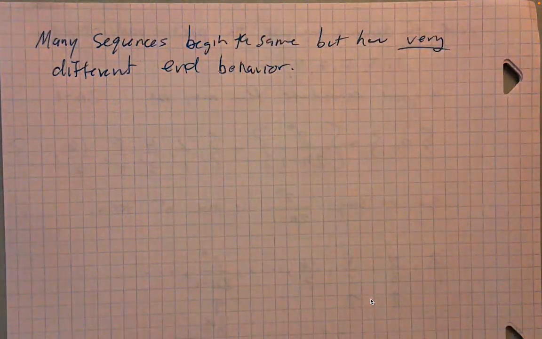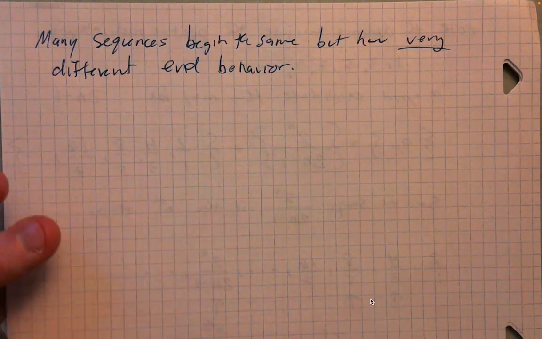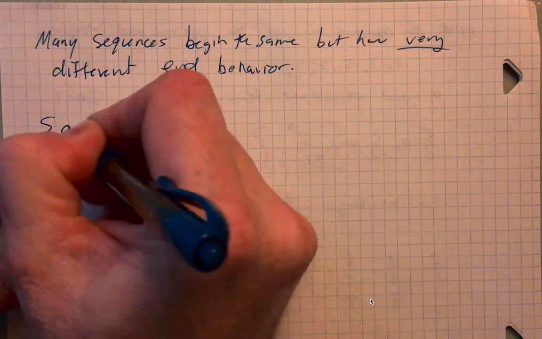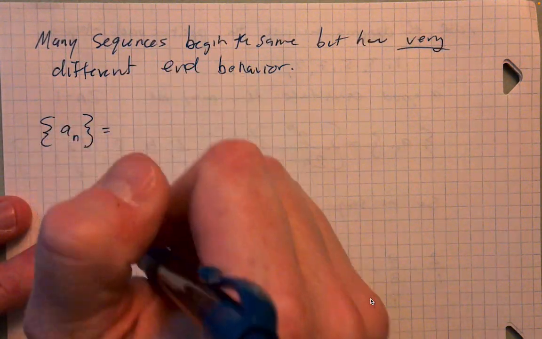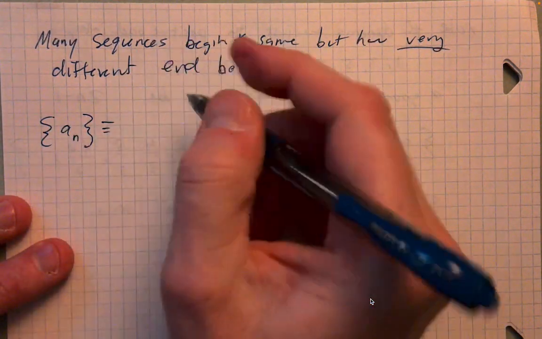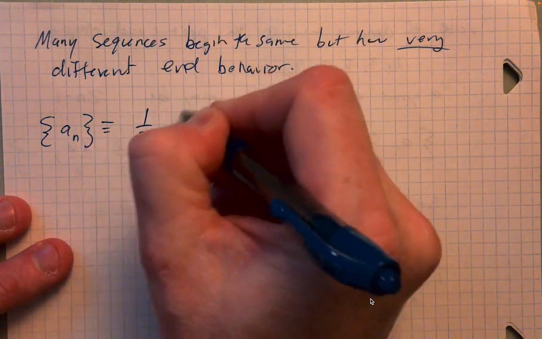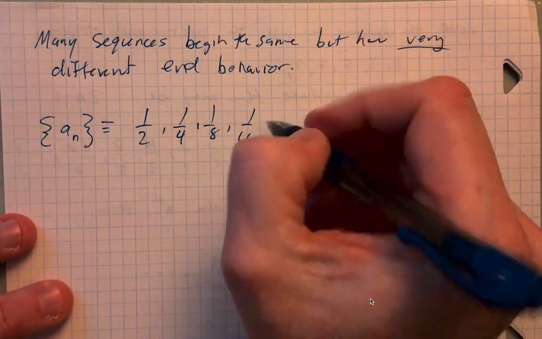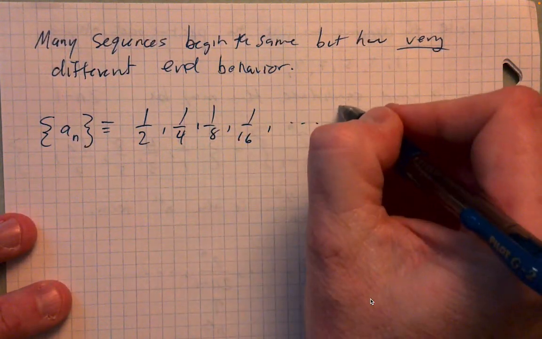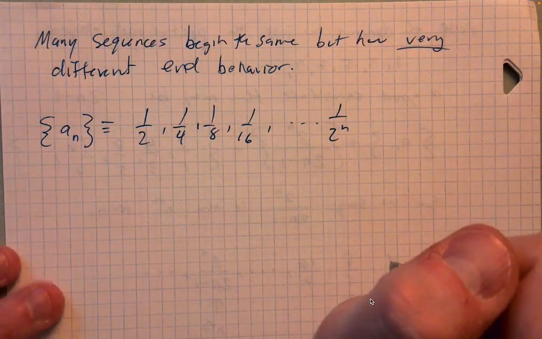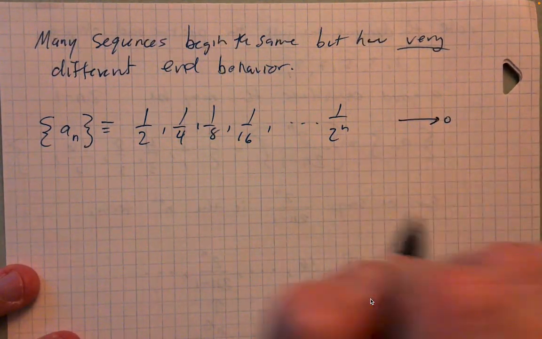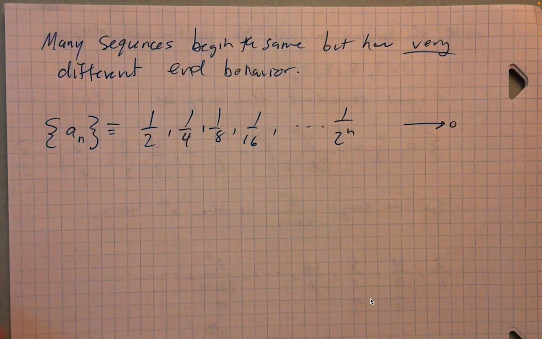Okay, so I'm using this term end behavior from pre-calc, but let's take a couple of examples. One sequence is this one, which we'll denote as a of n. It starts out 1/2, 1/4, 1/8, 1/16, and this is one we've seen. This is 1 over 2 to the n. Now this one we know goes to 0. This one converges to 0.